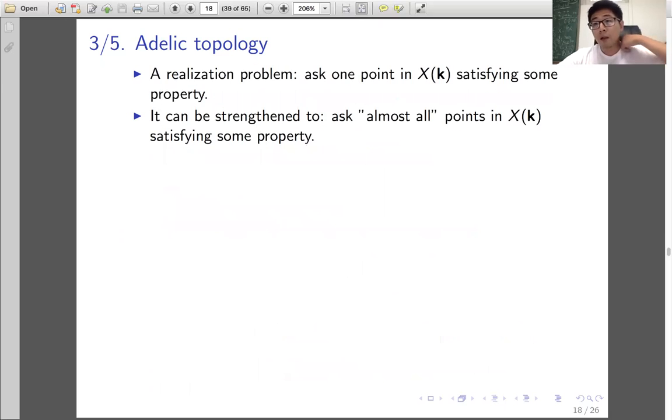As we said before, a realization problem asks whether one point in X(K) satisfies some property, and it can be strengthened to ask whether almost all points in X(K) satisfy some property.